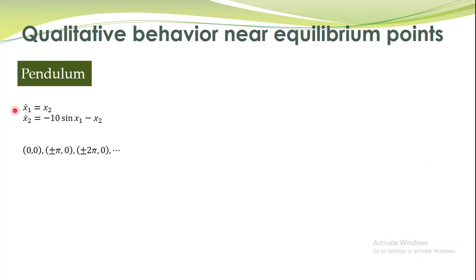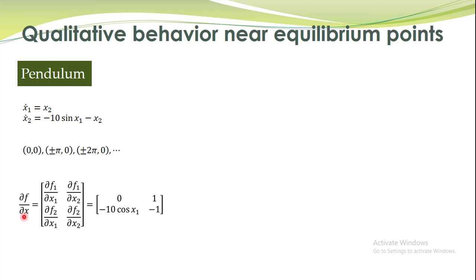A few more examples. This is an example of a pendulum system. Equations of the pendulum are described by these state equations. This system has multiple equilibrium points given over here, and we want to study the qualitative behavior of this system using the linearization technique.